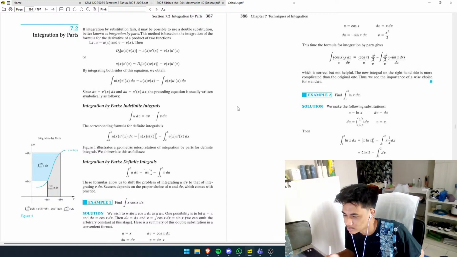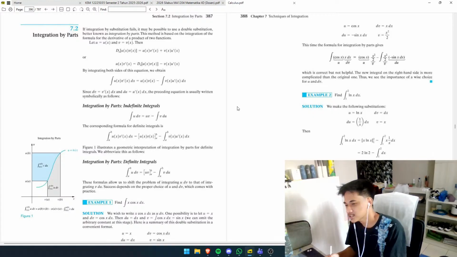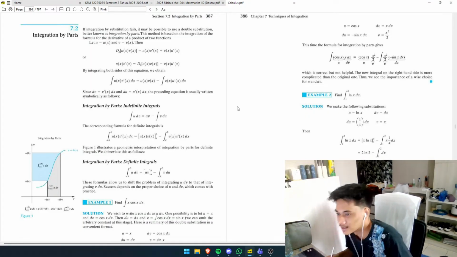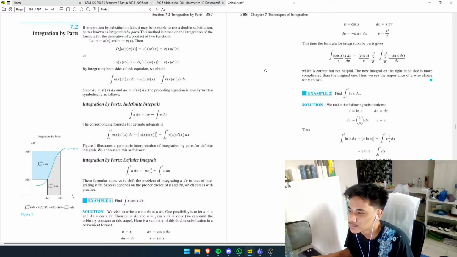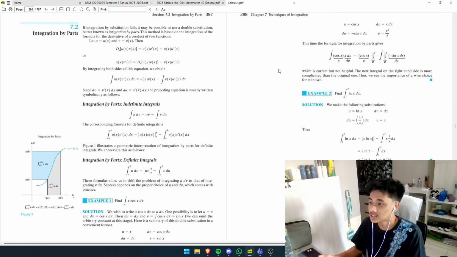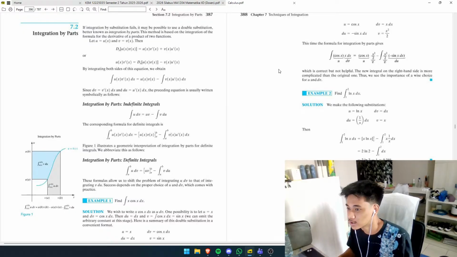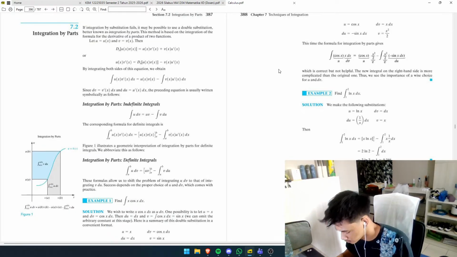So I believe there are two main methods of completing an integration. The first would be the U substitution method, and the second one is the integration by parts method. So if integration by substitution fails, it may be possible to use a double substitution, better known as integration by parts.